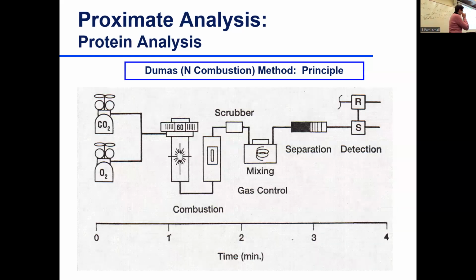This is another diagram that shows that you need air and CO2, and then you get that combustion happening, and you need a carrier gas, which is helium. It's a demonstration of what happens if everything gets scrubbed off and you don't have a column, you just have scrubbers, and then you have detection by thermal conductivity detector.